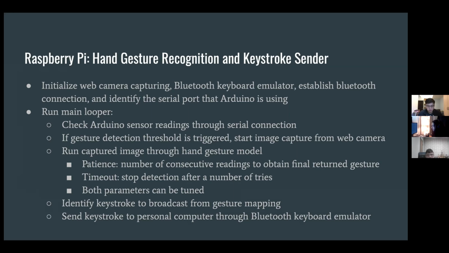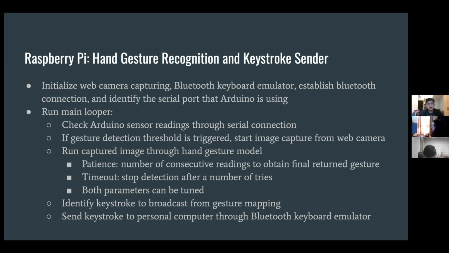And then a timeout is where, if the sensors are accidentally triggered and we accidentally start gesture prediction, then we want to be able to stop it. So we have this timeout mechanism where if you try X amount of times and it fails, then we just stop the detection and wait for the next event to trigger it again.